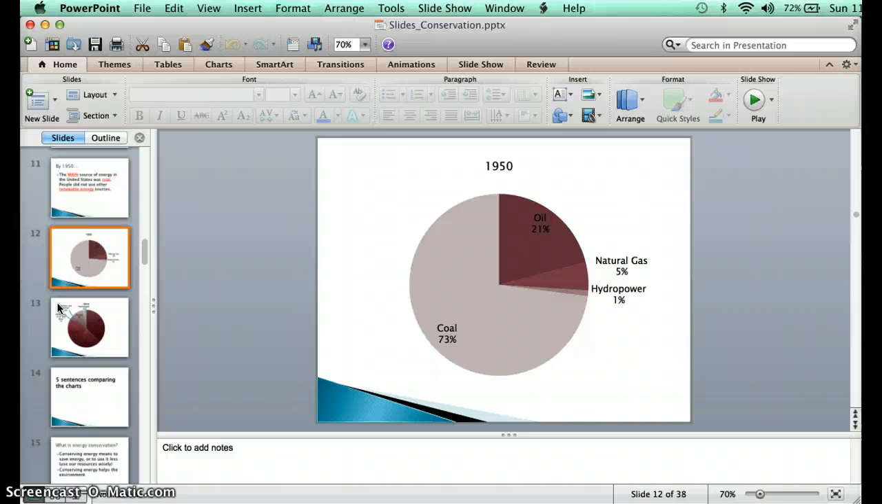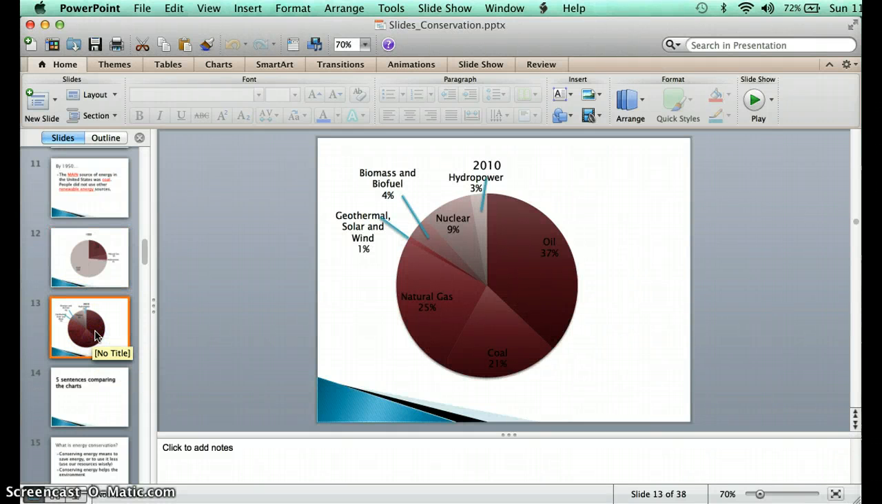Okay, next, you're going to draw the 2010 pie chart. So this is kind of recent. I mean, it's 5 years ago, so it's probably actually a little bit different today. But let's start with coal. Down here you've got coal.